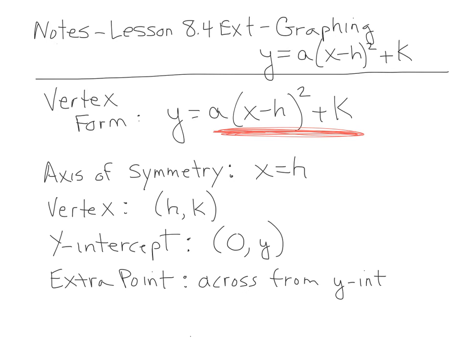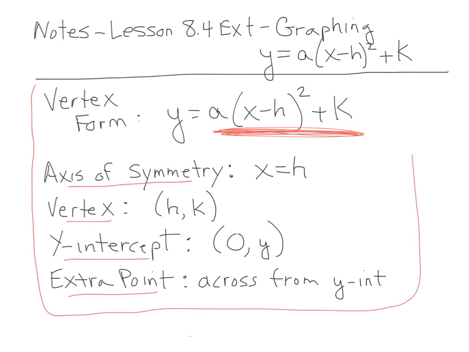So we're going to be able to find the axis of symmetry, the vertex, the y-intercept, and an extra point, all from this new formula, which is called the vertex form. This is all really important stuff that you will probably have to refer back to. All right, let's go through a couple examples. Example number 1.